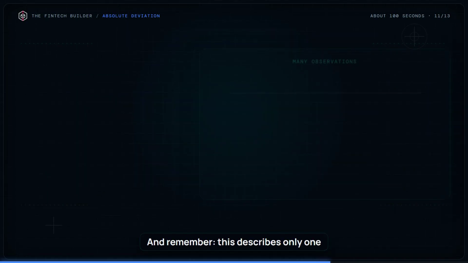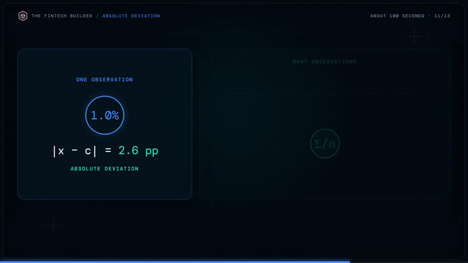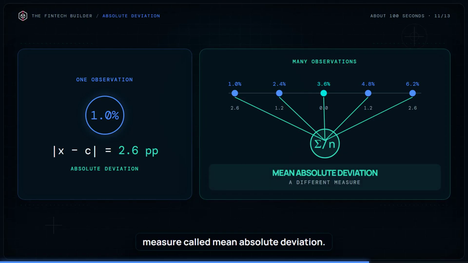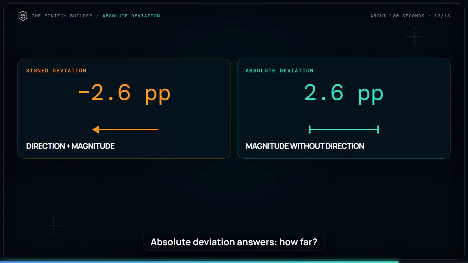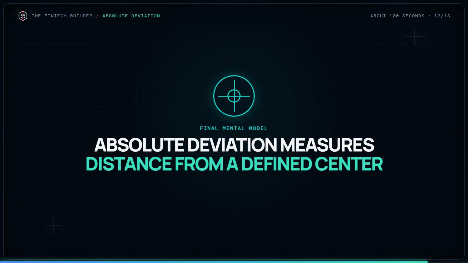And remember, this describes only one observation. Averaging the absolute deviations of many observations produces a different measure called mean absolute deviation. Signed deviation answers, above or below. Absolute deviation answers, how far. It measures distance, not the cause of the movement, and not what happens next.